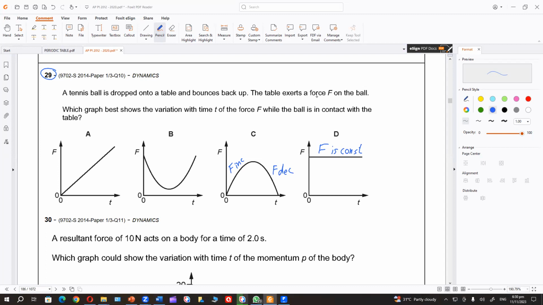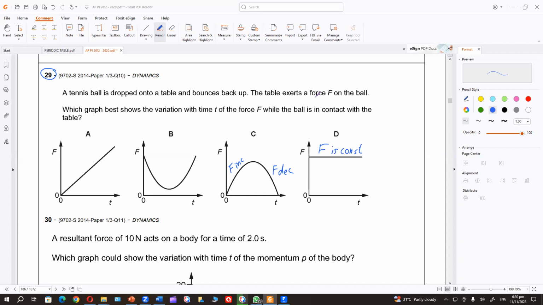Actually, I don't know, but why should the force be constant? Because when a tennis ball is dropped onto a table and it bounces back up, the table exerts a force. The input force is not constant. It will, just like when you hit something or something hits you, the force cannot be constant. The force increases and then decreases.